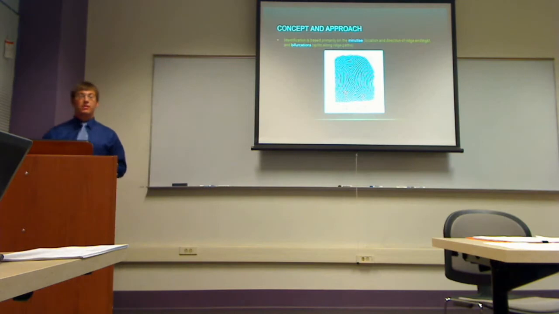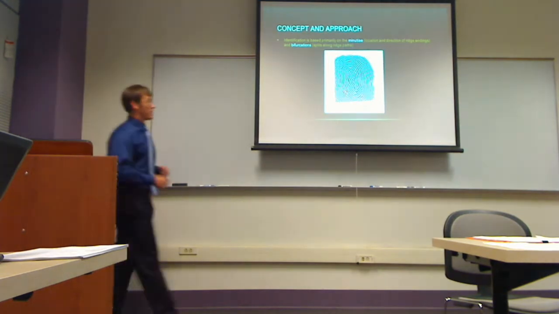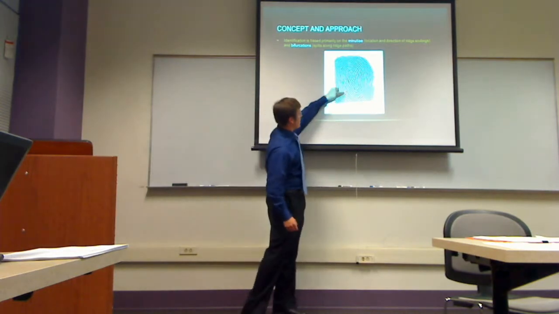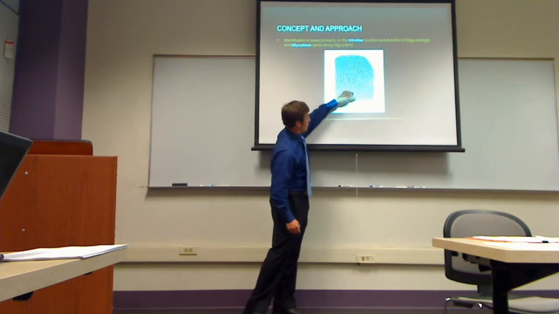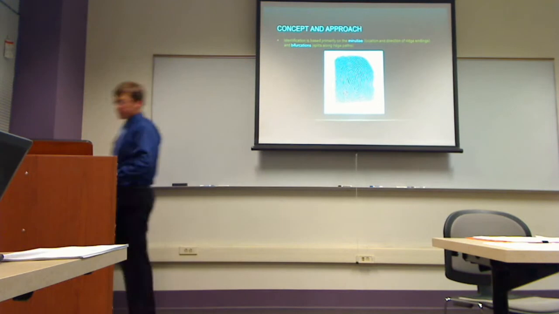Identification is based primarily on the minutiae, which is the location and direction of the ridge endings, and the bifurcations, which are the splits along the ridge paths. And as you can see in this diagram, the ridge ending, or the minutiae, is where a ridge ends, and the bifurcations are where a ridge actually splits and diverges into two separate paths.